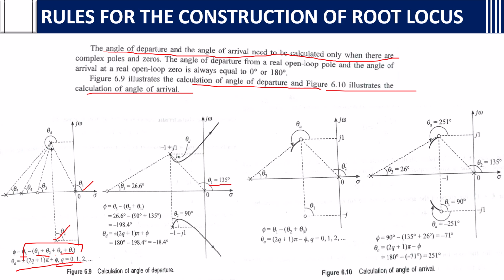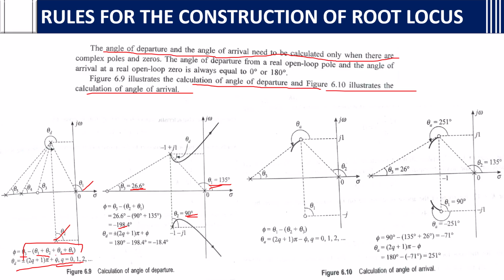Here theta 1 is 135, theta 3 is 26.6 and theta 2 is 90. What are we doing? 26.6 minus (theta 2 plus theta 1). Theta 2 is 90 plus 135, then you will get minus 198.4. So if you substitute into (2q plus 1) times pi, as told, it will be 180. So 180 minus 198.4, you will get minus 18.4.